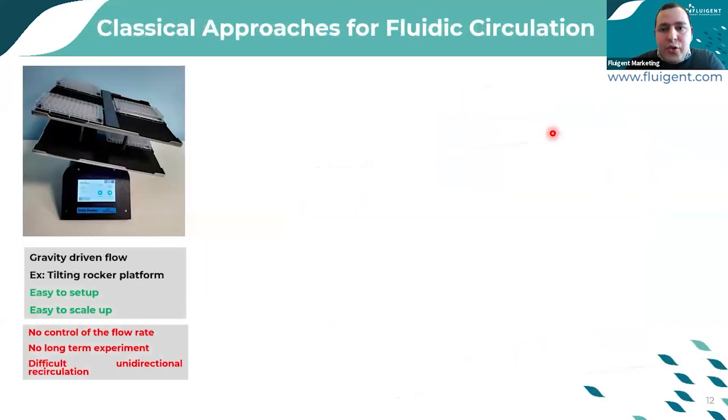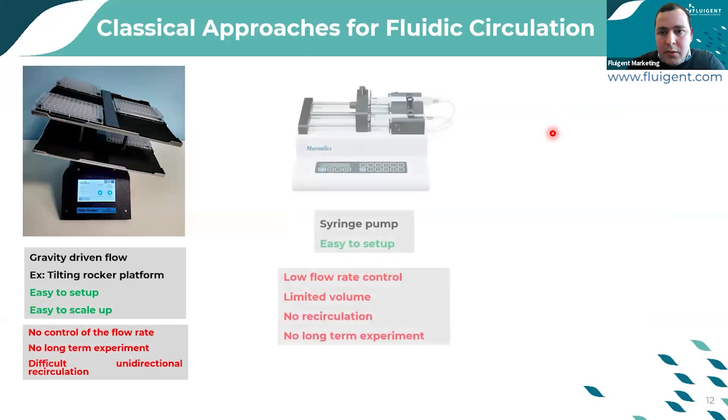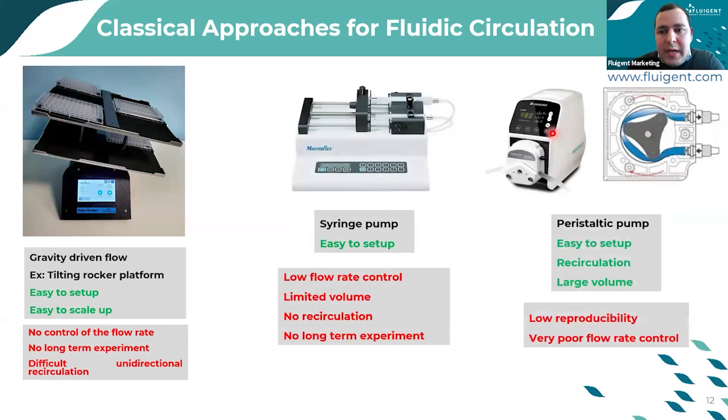Traditionally, to do perfusions and recirculation, you can see in the lab several processes. For example, the gravity-driven flow, a tilting rocker platform, which can rotate, let's say, or recirculate the fluid from one side to another, from left to right, and vice versa. It's easy to set up, you just put the plate or the microfluidic chip on it.